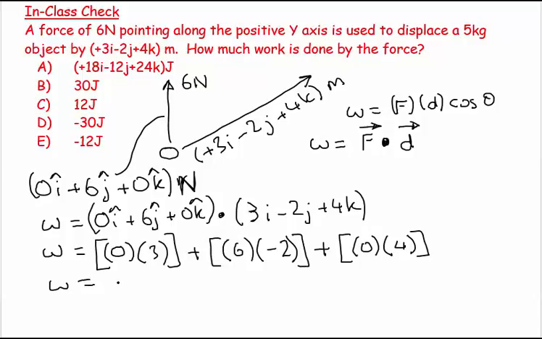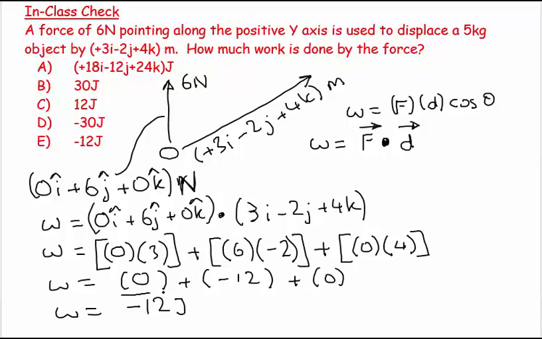So this comes out to be 0 added to minus 12 added to 0. And so work is equal to minus 12 joules, which means that energy is taken away from the object. Its kinetic energy is reduced or something like that.